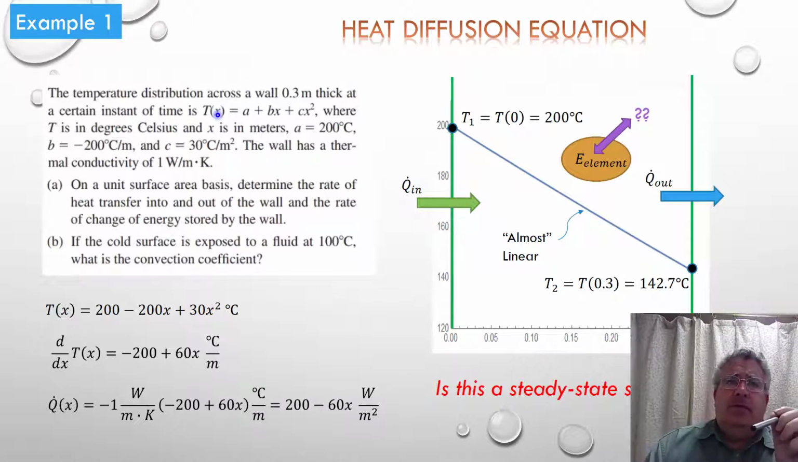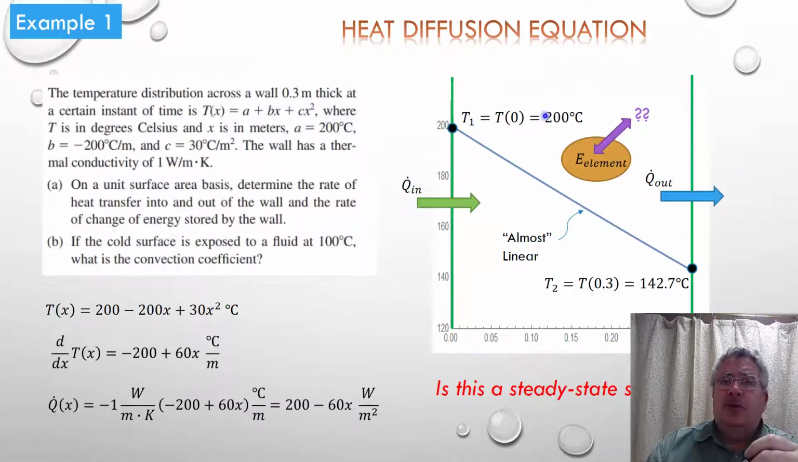It tells us that the temperature distribution is this quadratic. A, the constant, is 200 degrees C. B, the linear term, is minus 200 degrees C per meter. And of course, you're going to multiply it by meter, the x value. So this is again going to have the units of degrees centigrade. And the quadratic term is 30 degrees centigrade per square meter, which again, you're going to be multiplying by a square meter. So that makes perfect sense, right? The temperature field has the units of degrees Celsius.